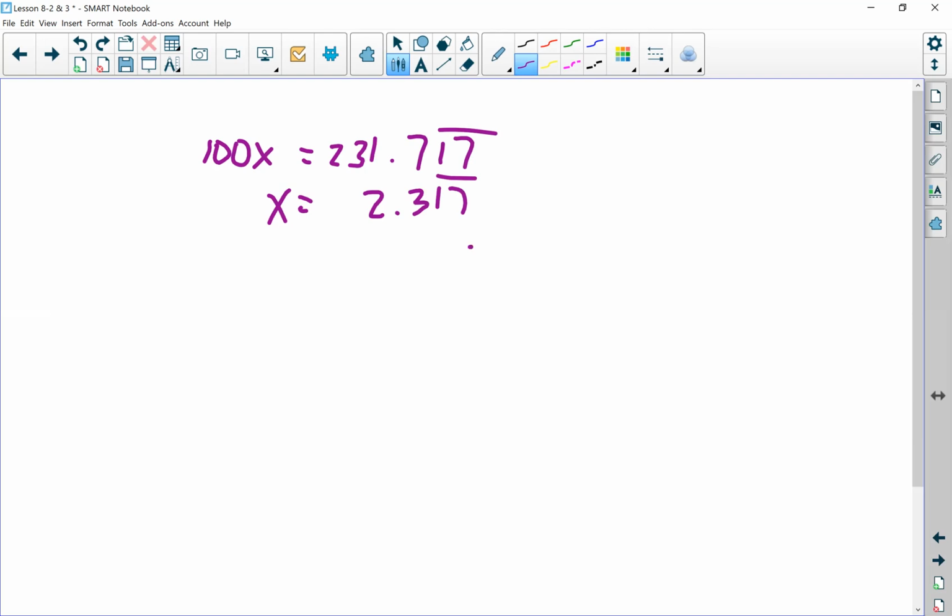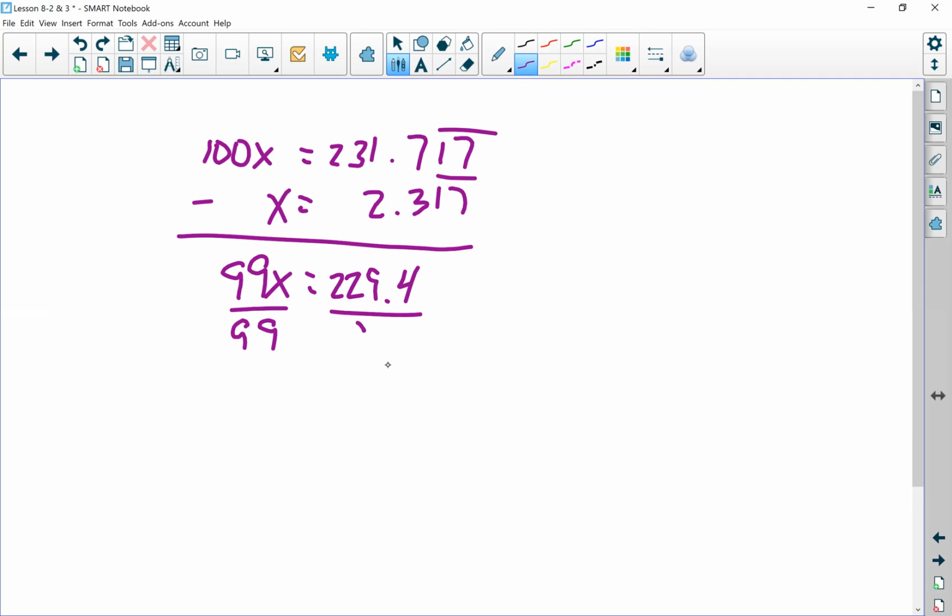But if I subtract, I would get 99x on this side. The 17 repeating cancels or gets subtracted off. And this would be 229.4 divided by 99. I don't know, in my mind, that's a lot easier. This is a little bit easier, right?